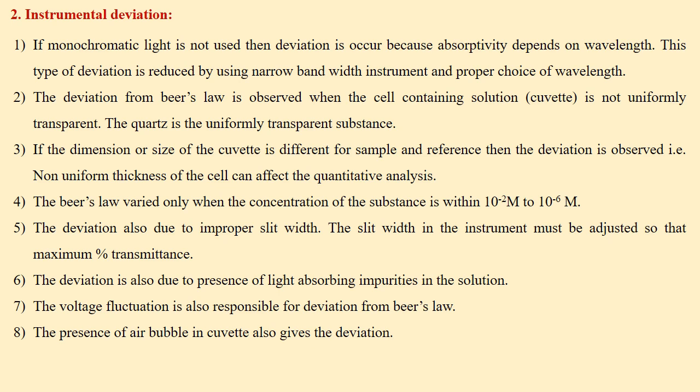Another example of deviation is due to the presence of light-absorbing impurities in the solution. So as far as possible, the solution must be in pure form. If it contains some other types of impurity, it creates complications during the analysis. Another reason for deviation is voltage fluctuation, which also creates some deviation in Beer's law.